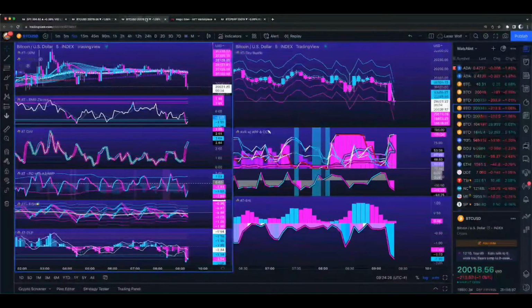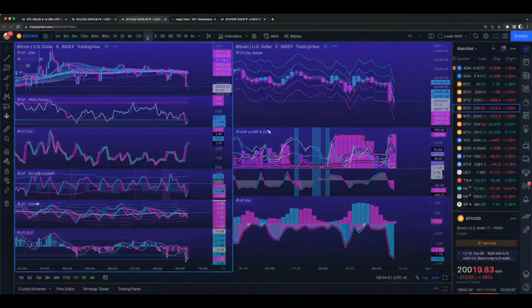All right, what time? 6 minutes till market open. Let me see one thing. I'm going to look at this BTC daily real quick.